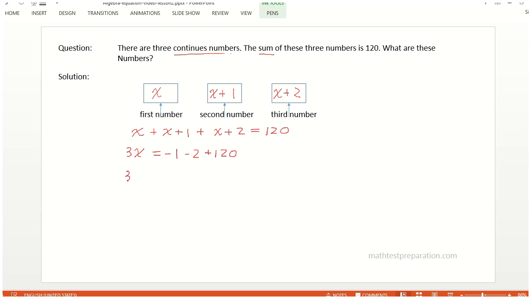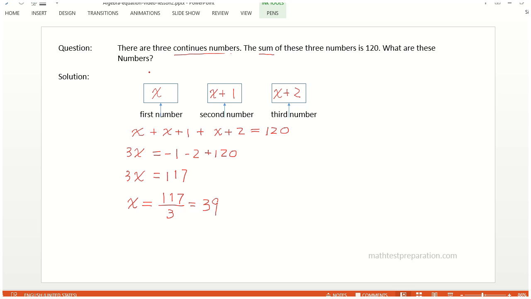So 3x equals 117. x equals 117 divided by 3, which is 39.